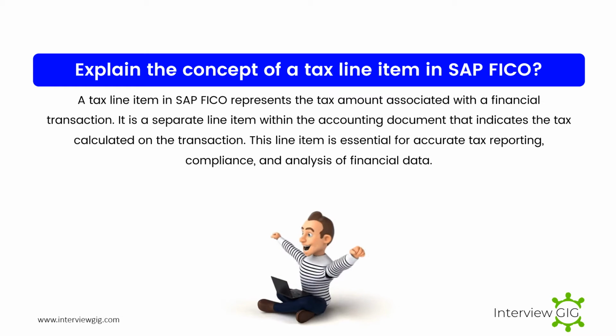Explain the concept of a tax line item in SAP FICO. A tax line item in SAP FICO represents the tax amount associated with a financial transaction. It is a separate line item within the accounting document that indicates the tax calculated on the transaction. This line item is essential for accurate tax reporting, compliance, and analysis of financial data.